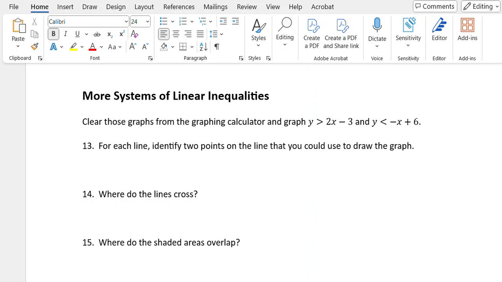In this video, we're going to do some more practice problems involving systems of linear inequalities. So we're going to start with the first one, where we're going to graph y greater than 2x minus 3 and y less than negative x plus 6. So we're going to start by graphing in Desmos.